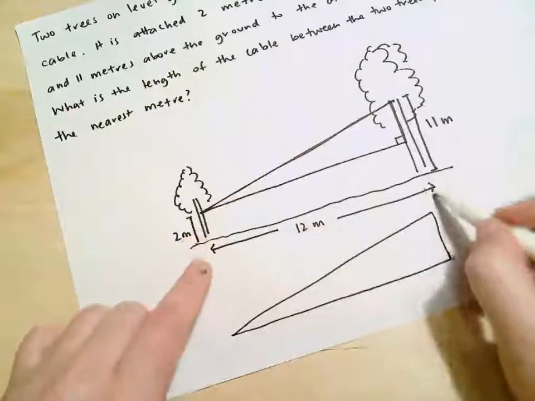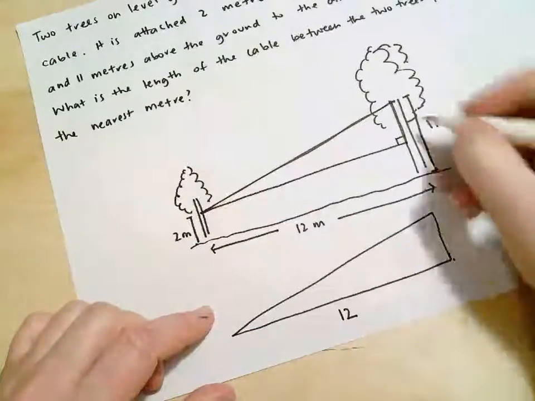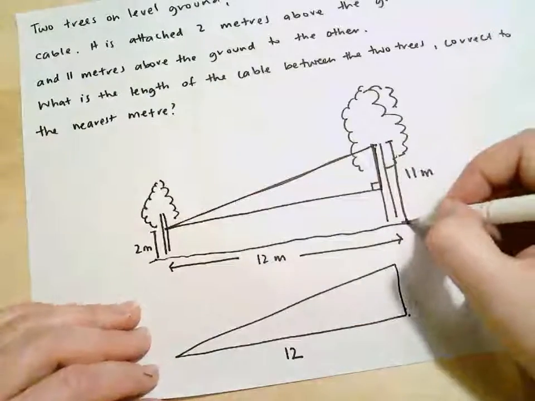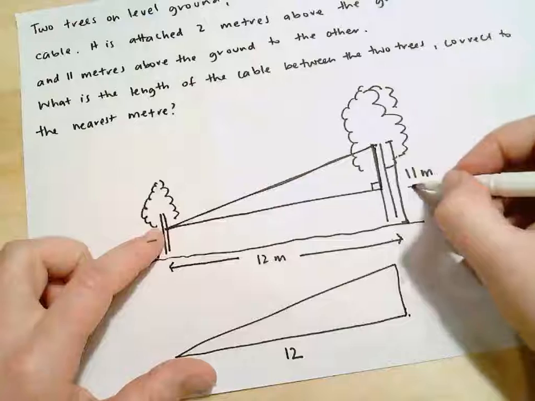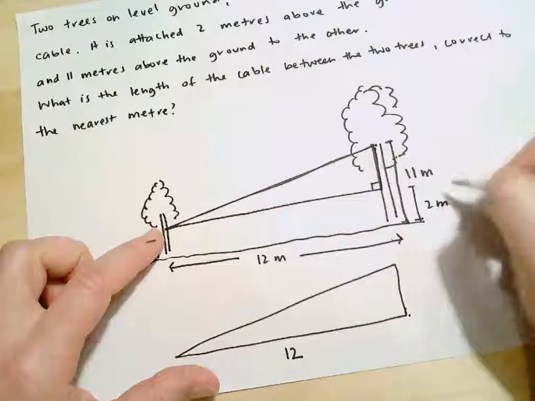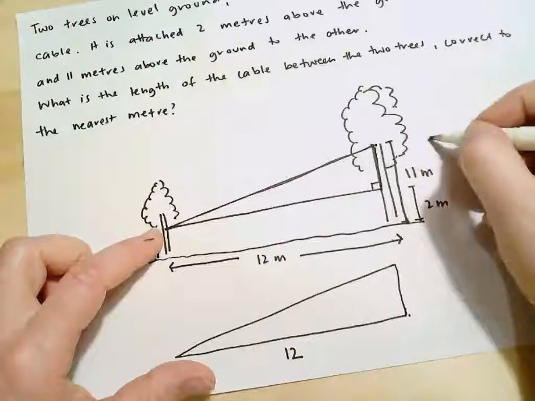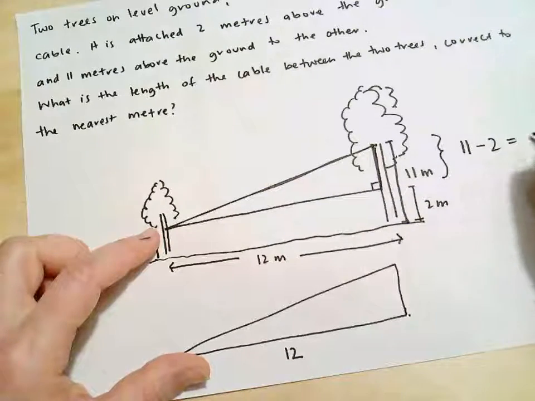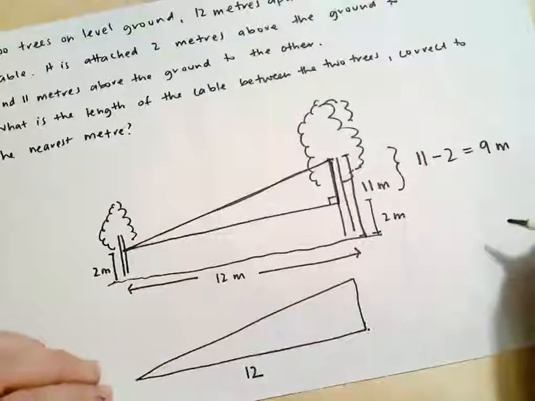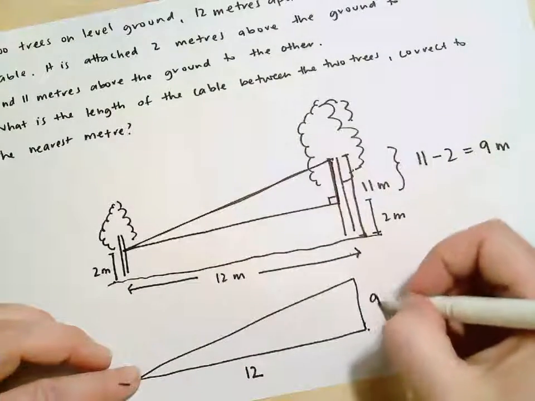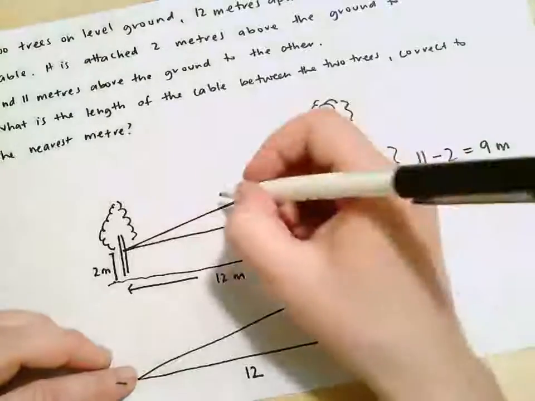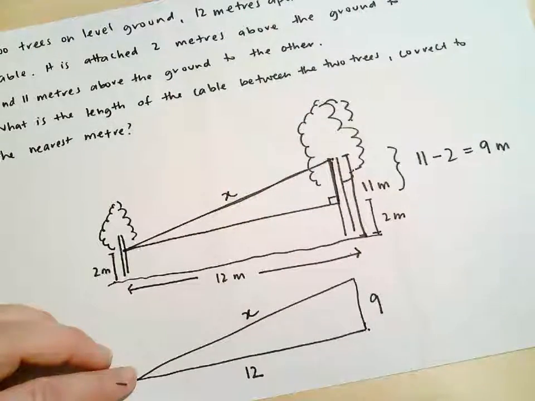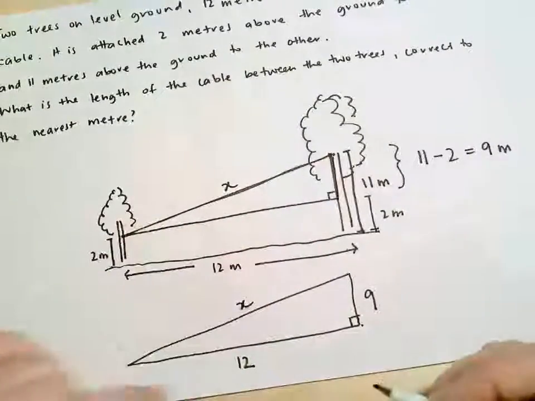I know this length here is 12 metres. I don't know this length, but I can work it out. If I know that here to here is 11 metres, and I know that here to here is 2 metres, I know it's not drawn to scale, but this part here must be the difference between the two. It must be 11 take away 2. So I know that this height here must be 9. I'm trying to find the length of this cable, X, so I'm trying to find this. This is a right angle, of course, that's where it joined.